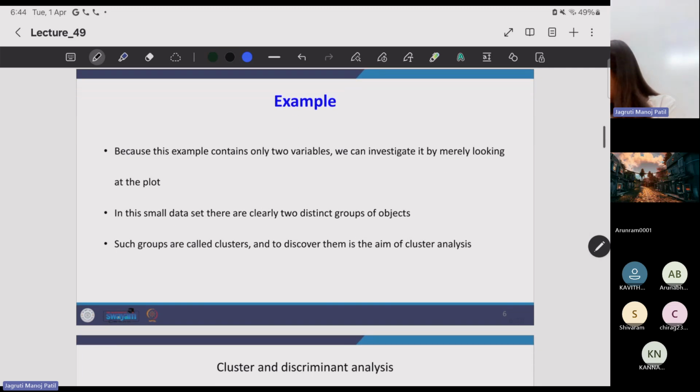For clustering, people usually do it for continuous data. They do it for interval based data, for categorical data, just to see a similarity or difference between two groups. It's based on pattern recognition. So what we do is make groups called clusters. And to discover them is the aim of this cluster analysis. How do you differentiate them? How do you recognize both of them?